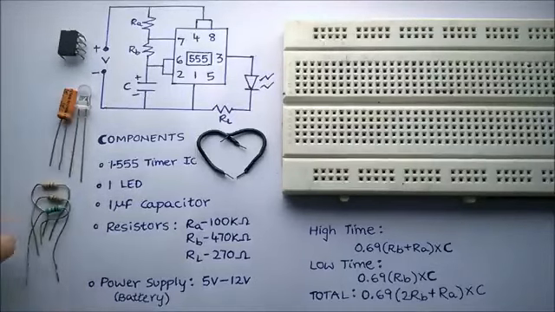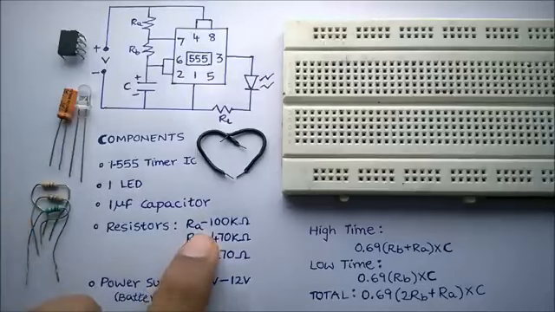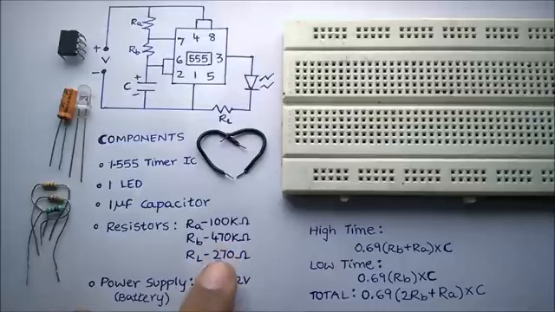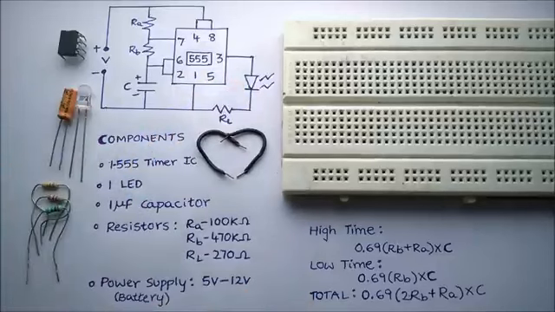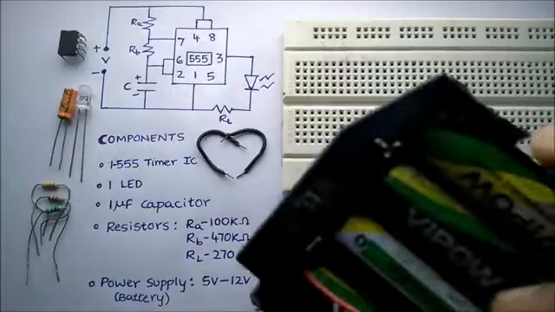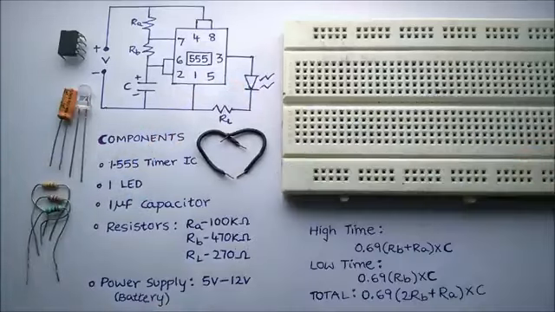The components you need are a 555 timer IC, a capacitor of capacitance 1 microfarad, an LED, 3 resistors of values 100 kilo ohms, 470 kilo ohms and 270 ohms, a power supply and a few breadboard connectors. If you are using a power supply of voltage greater than 9 volts, then you should use a resistor of 1 kilo ohms in place of 270 ohms for RL, or else the LED would burn out. Here I am using 4 AA batteries, so the voltage here is 6 volts.